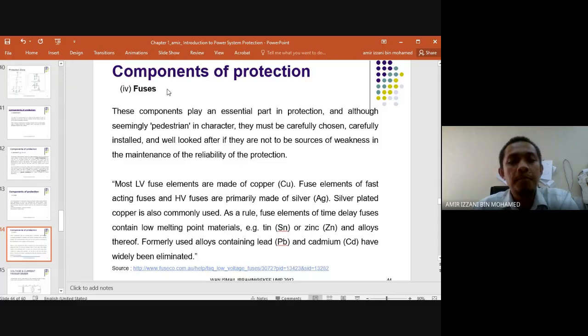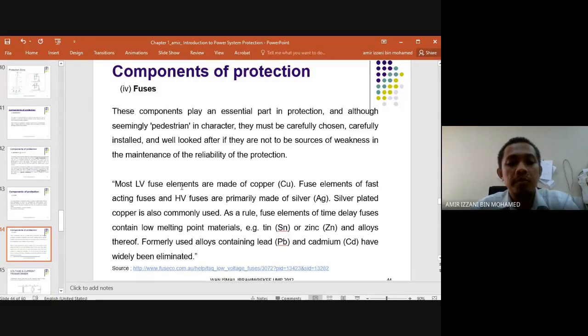Okay, this one is a fuse. As you know, when overcurrent flows through the fuse, the fuse will break up and will never be connected again. So it's one-time use. These components must be carefully chosen and installed and well looked after if they are not to be sources of weakness in the maintenance of the reliability of the protection.